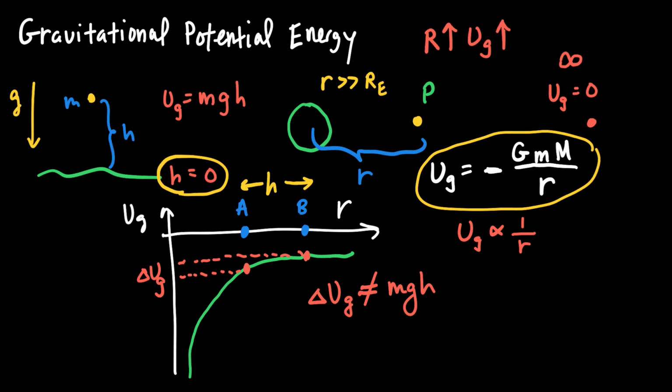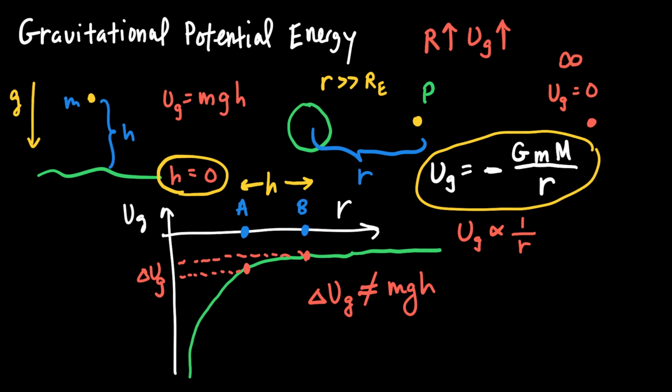Another feature of the graph that I would like to point out is that as r increases more and more and more, we would be getting closer and closer to the place where the gravitational potential energy is 0, but you should expect the graph to be asymptotic because we can never get to the place where Ug equals 0, but we can get very close.